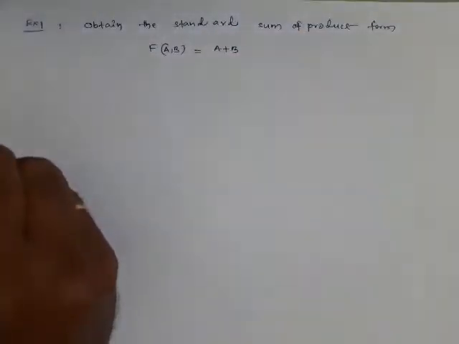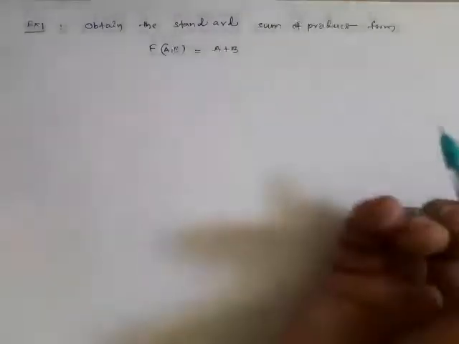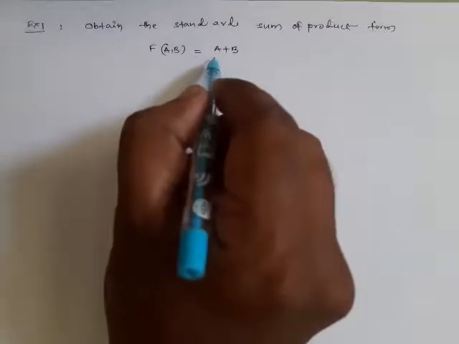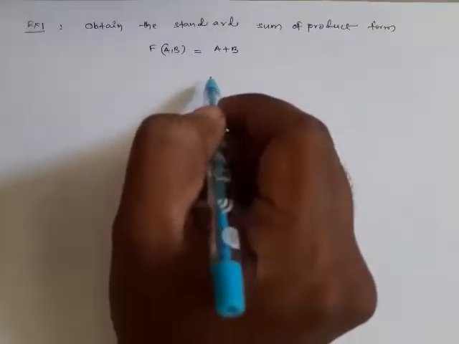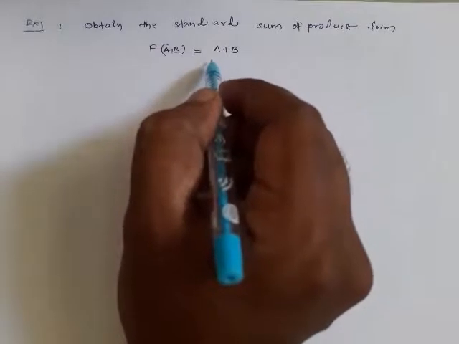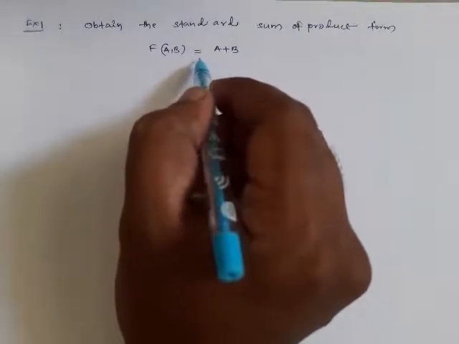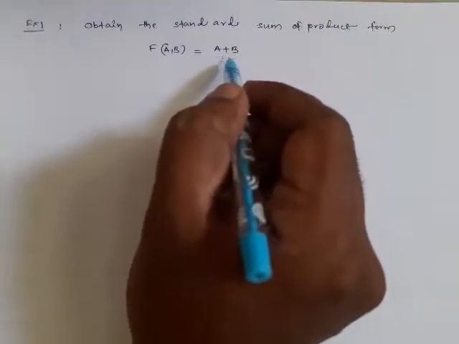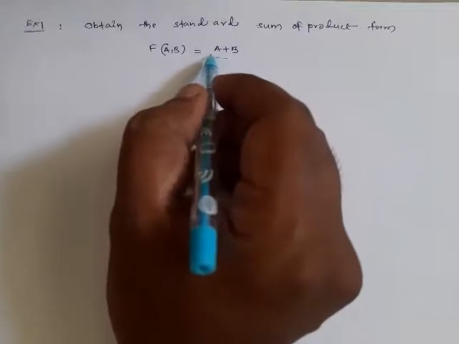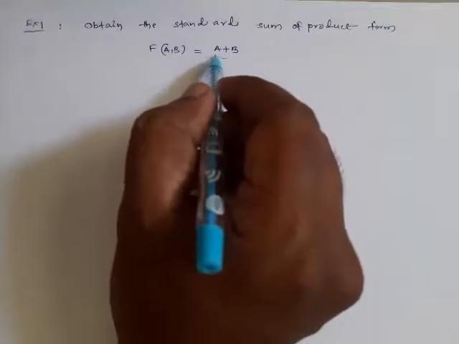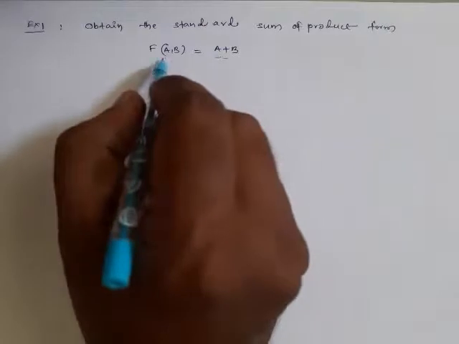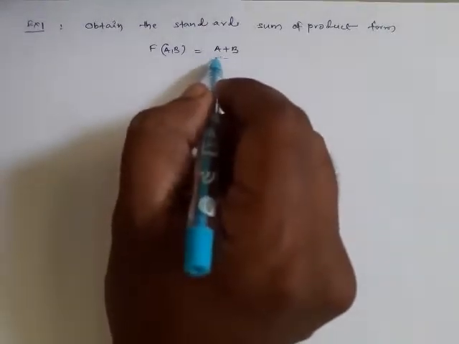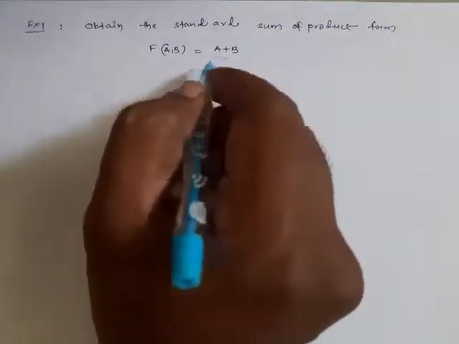So this is the function given to us, and you can see that the function contains two terms a and b, and these two terms are summed. So this is a sum of product terms but not standard sum of product terms. As you can see, the first product term contains only one variable on which the function depends. It doesn't contain the two variables on which the function depends.